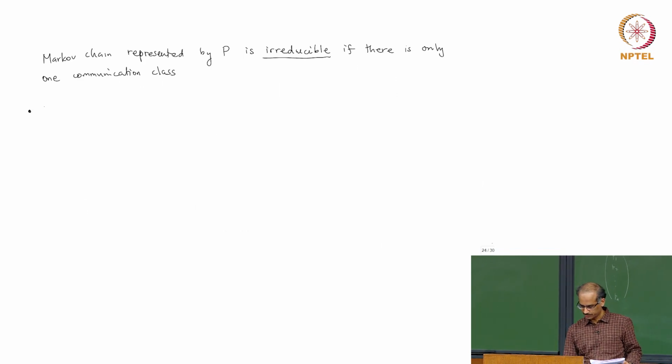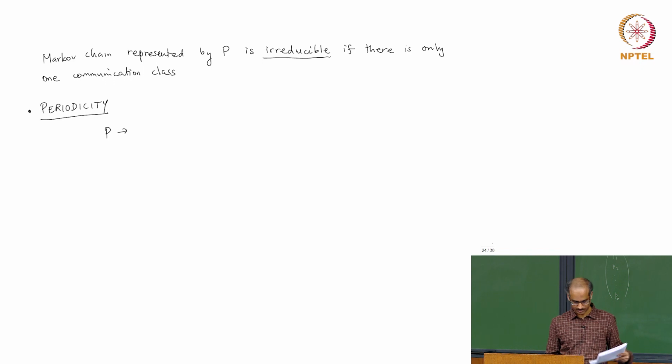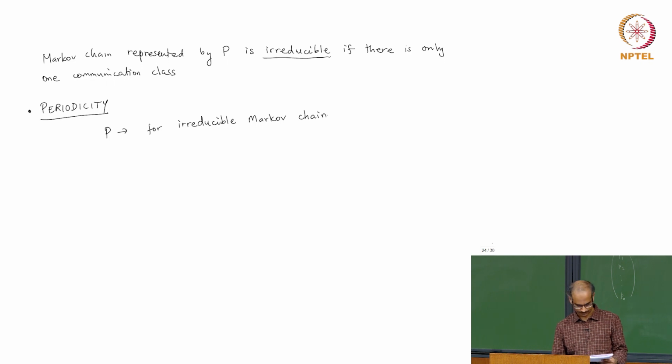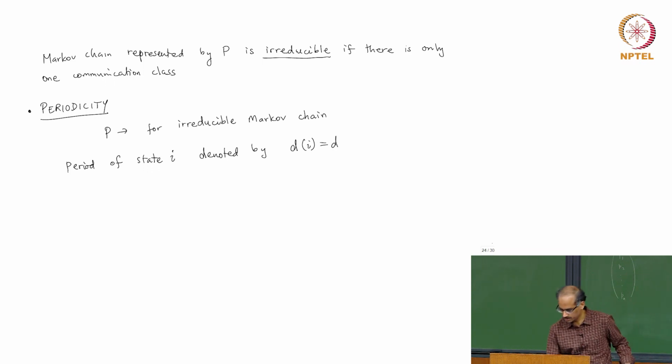And the other question was about periodicity. So let's say that I have P, which is a stochastic matrix for an irreducible Markov chain. The period of a state i is denoted by d of i, or simply d itself. This is simply denoted to be the GCD, or the greatest common divisor, of the following.